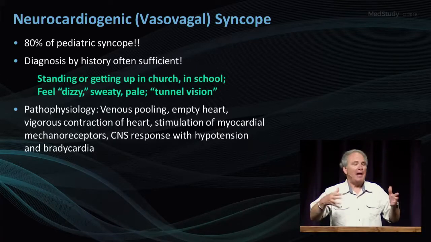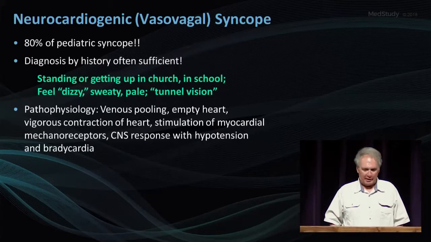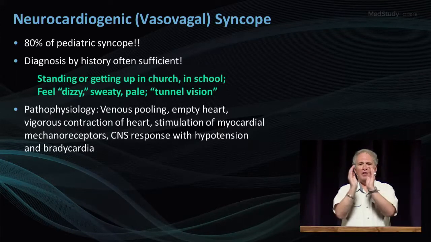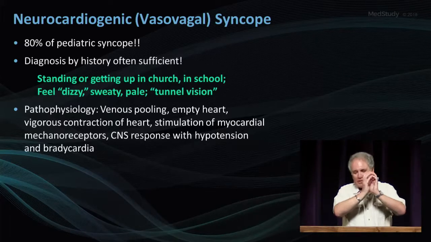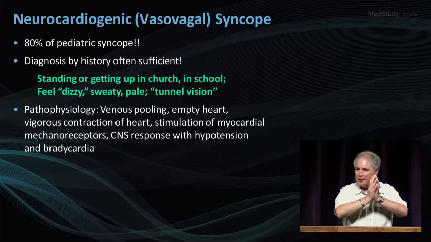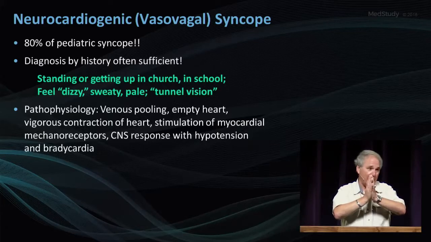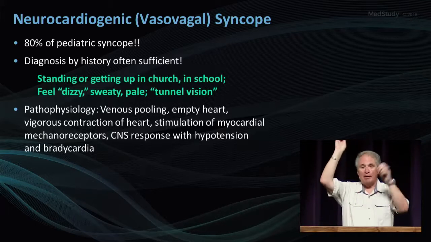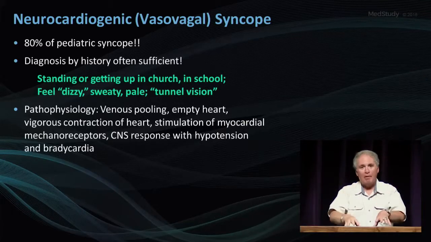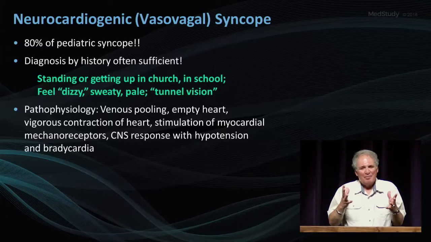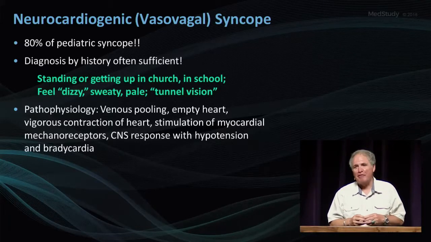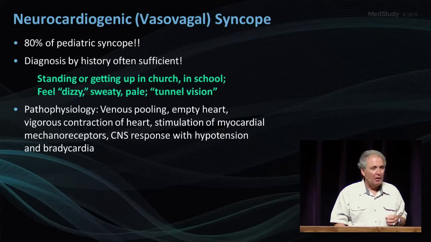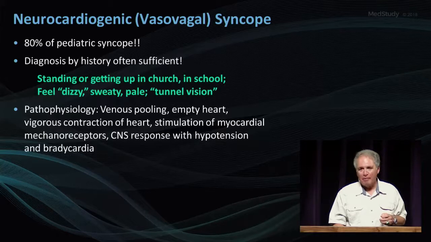What is thought to be happening here is the person is standing up, maybe a little dehydrated. Venous pooling causes the heart to be relatively empty and small, which then starts to beat vigorously. Sympathetic component to this maybe. Signaling receptors from the wall of the heart go up to the brain. The brain comes down and says, stop that. Bradycardia and hypotension. That's the presumed pathophysiology. There's evidence for and against some of those components, but that's the most common explanation of what happens with simple vasovagal syncope.